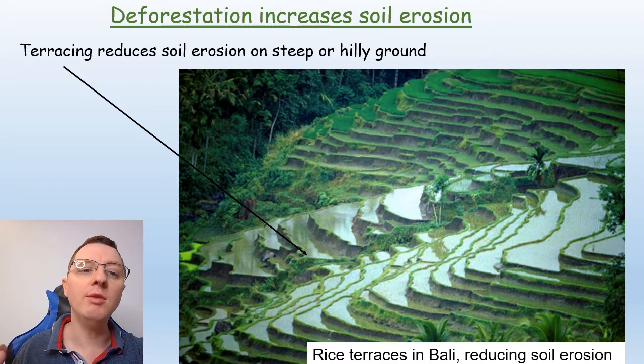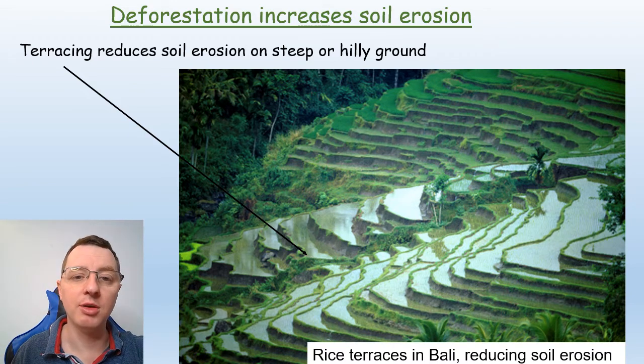To try and reduce soil erosion in many countries, terracing is used, because terracing will reduce the amount of soil erosion on steep or hilly ground. And here we have an example from Indonesia, where we have some rice terraces on the island of Bali, reducing soil erosion and the effects that soil erosion will have on the local communities and local environment.